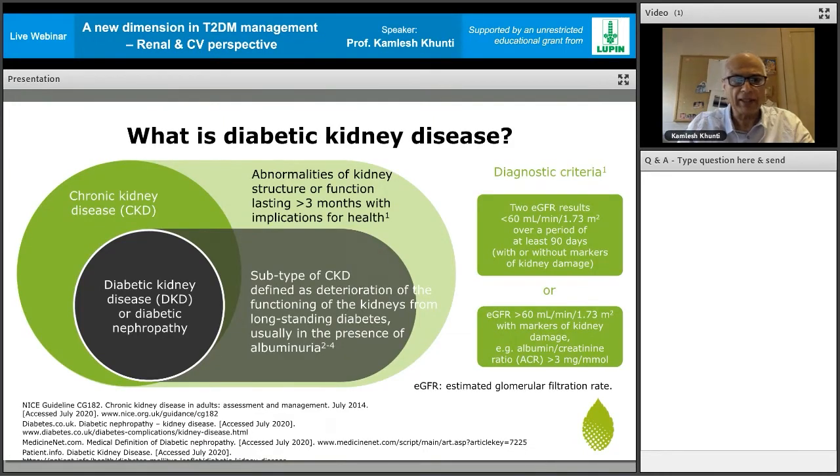So with chronic kidney disease, we need to have abnormalities of the kidney function for more than 3 months. So you need at least 2 tests.